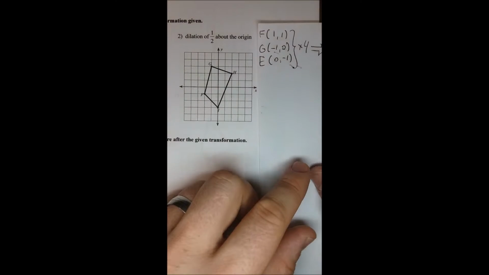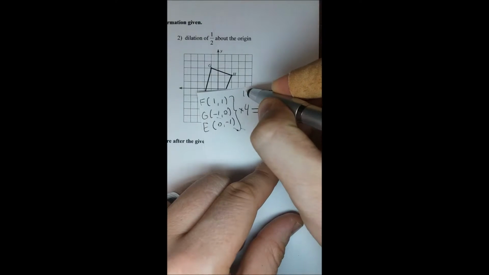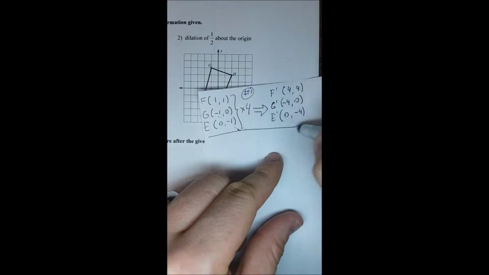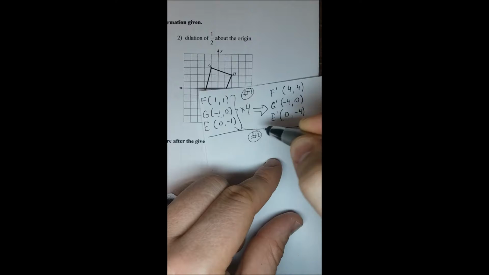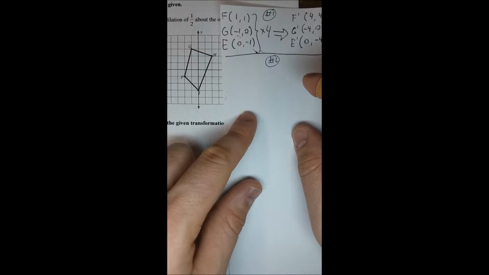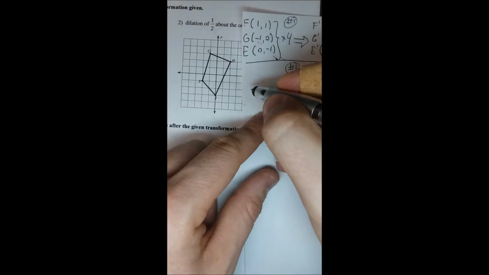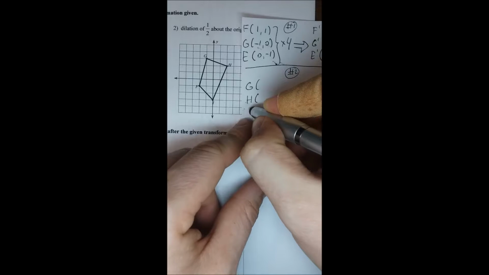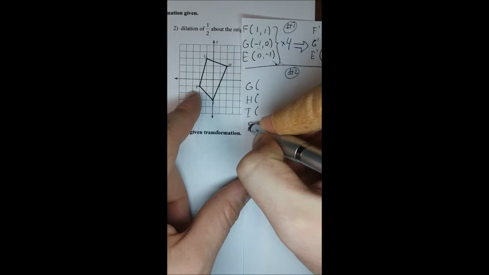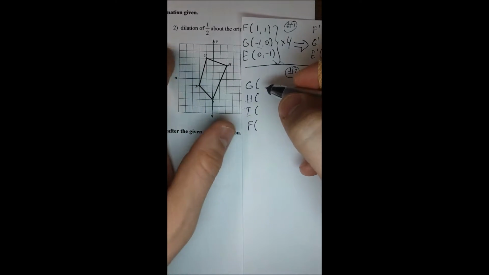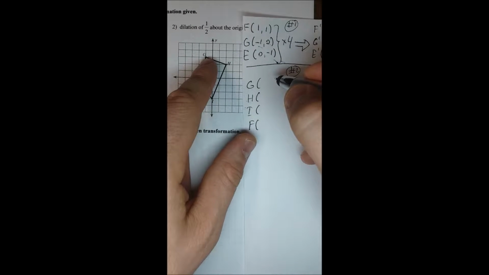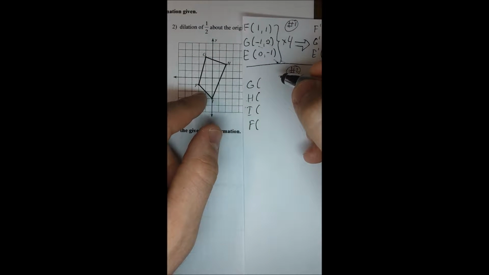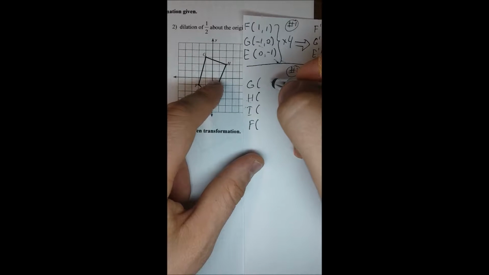Dilation of 1/2 about the origin. Here we're dealing with 4 points. If this one was number 1, now we're going for example number 2. Again, in here, you need to come up with 4 vertices: G, H, I, and F. The order of those doesn't matter. You can start anywhere you want. I just go from the top, counterclockwise.